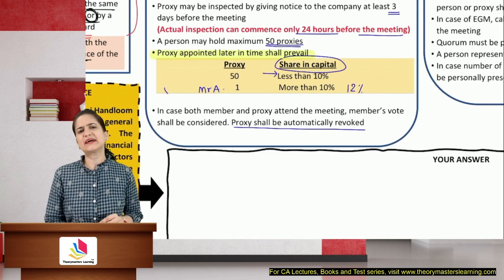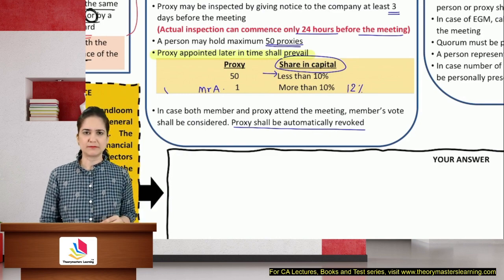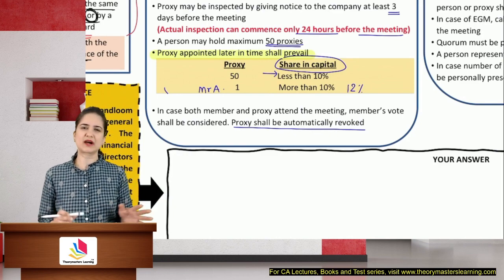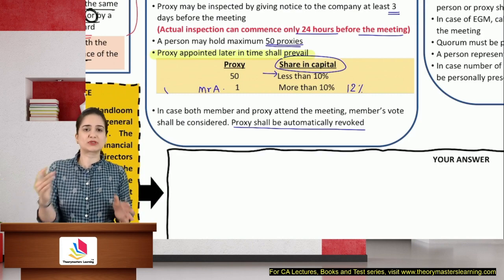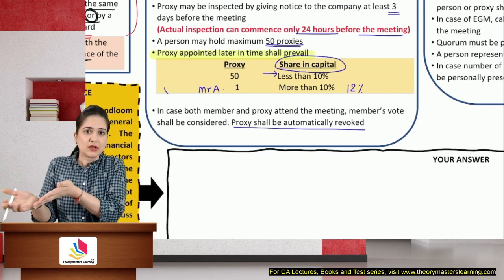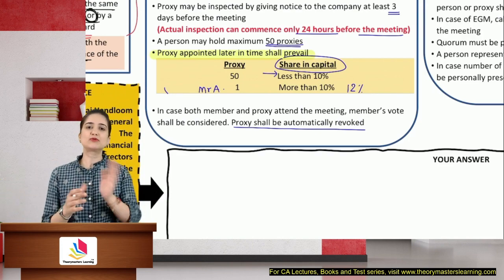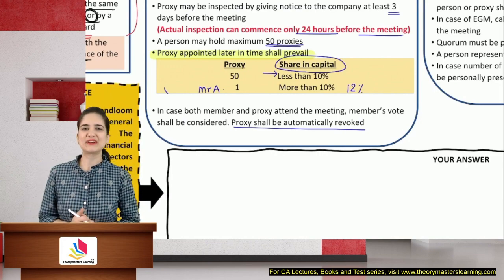Now, let's say that I appointed you as a proxy, but then you told me, "No, ma'am, I'm very busy, I can't attend." Then I appointed someone else as my proxy, and I submitted his form also. But both attended the meeting, then the one who was appointed later in time will prevail.